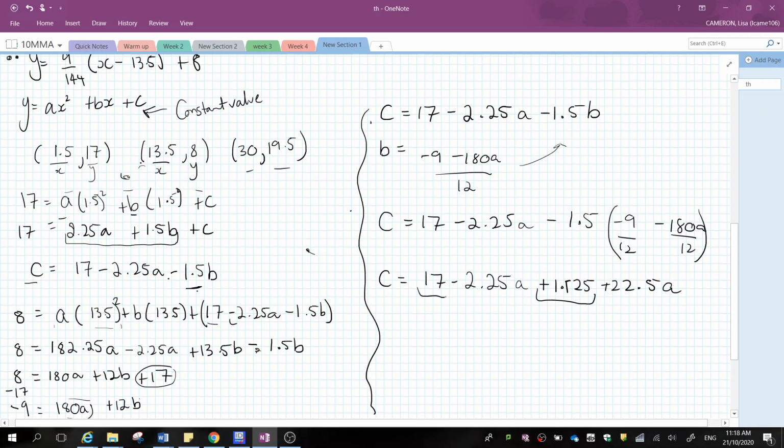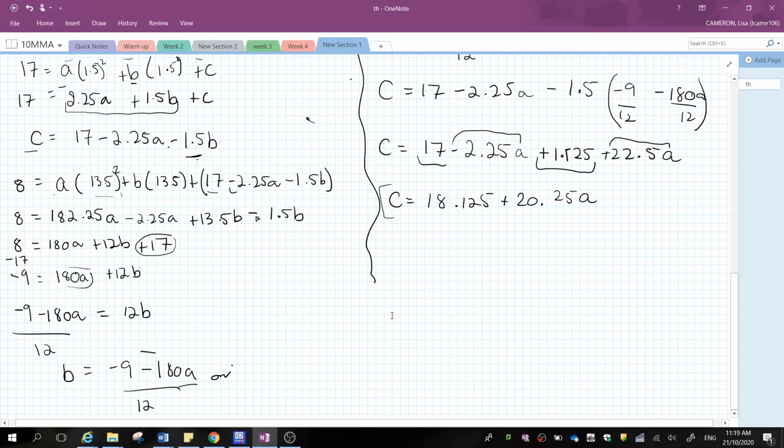So this one and this one will get simplified to be C equals 18.125. This one plus this one is going to give me plus 20.25A. Okay, so now we're ready to substitute C in terms of A. We've got B in terms of A, which means now I've got an equation that can be solved because we've got our one unknown of A, and then we're going to substitute everything else back in for C, for B.